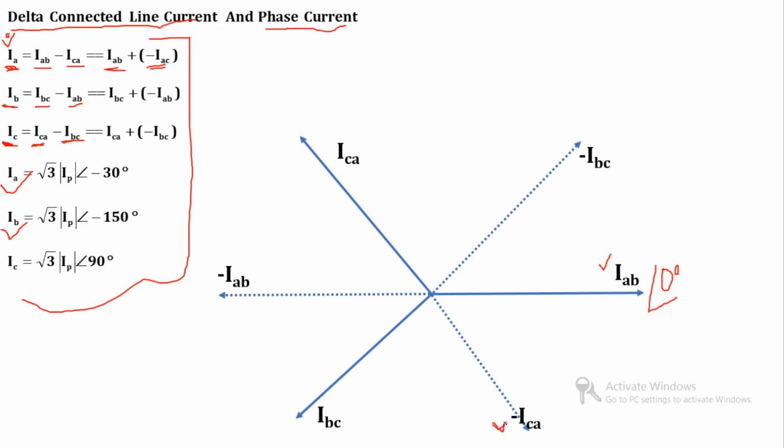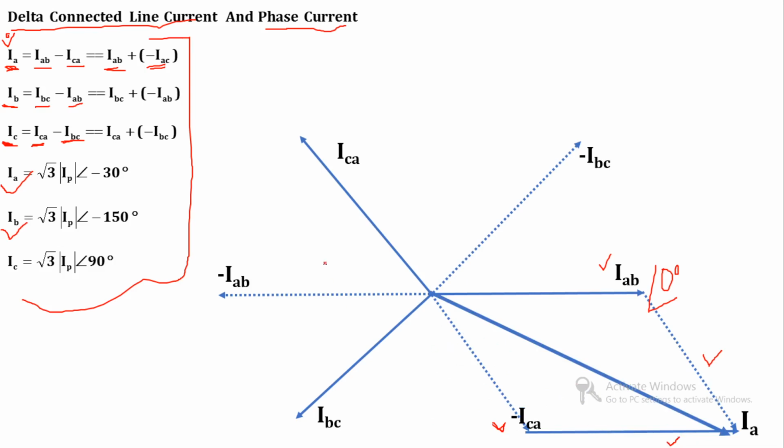So again we are going to use the parallelogram method. We have to draw the parallel vector of IAB and minus ICA. So these are the two vectors. The first one is parallel to minus ICA, and this one is parallel to plus IAB. The addition of these two vectors will give us the line current IA. So this is the line current IA.